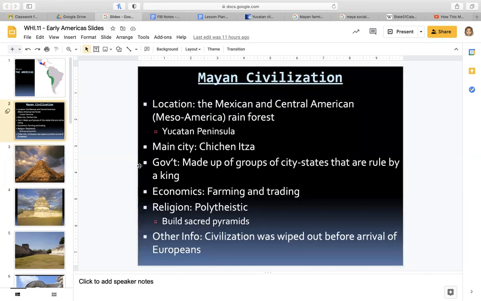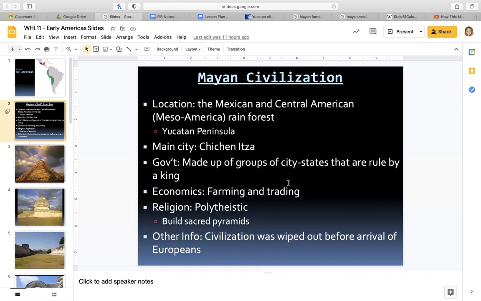Their government is made up of groups of city-states like we talked about. They flourished around the Yucatan Peninsula, and these city-states are ruled by a king. So looking at the social hierarchy, each Maya city had its own ruler who was usually a male, but occasionally women governed on their own or in the name of young sons.